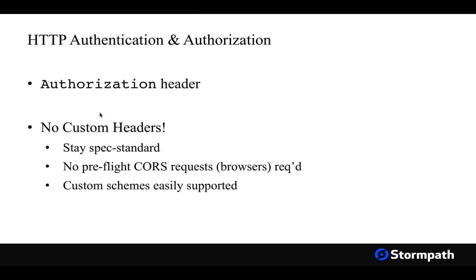And that's what we want to start talking about now. So how do you do authentication and authorization in HTTP? Well, the HTTP spec has an authorization header, an HTTP header, that allows you to do both authentication and authorization. So we want to leverage this header. It's part of the spec. We don't want to use custom headers. There's no real need to, because it is part of the specification. We want to stay spec standard.